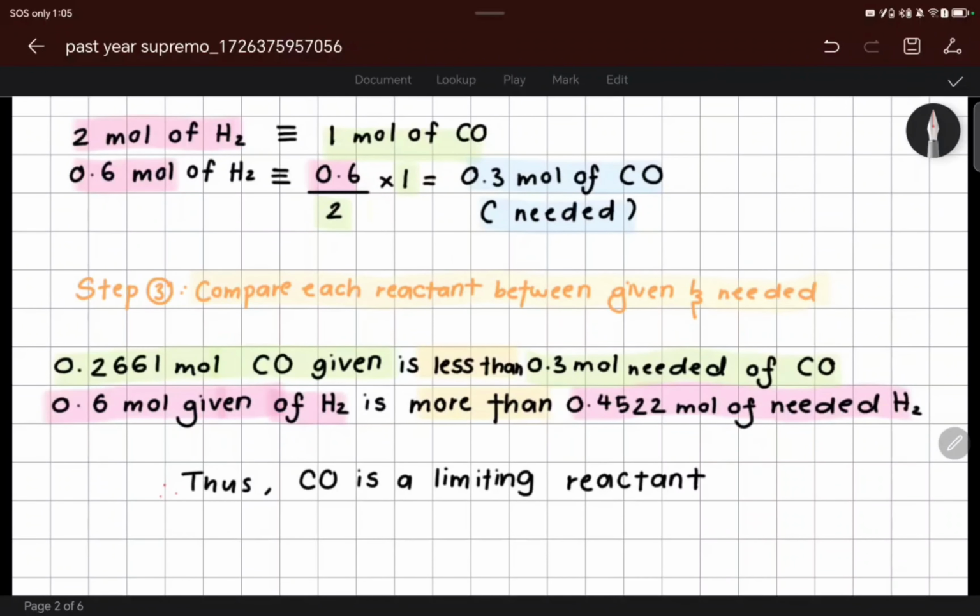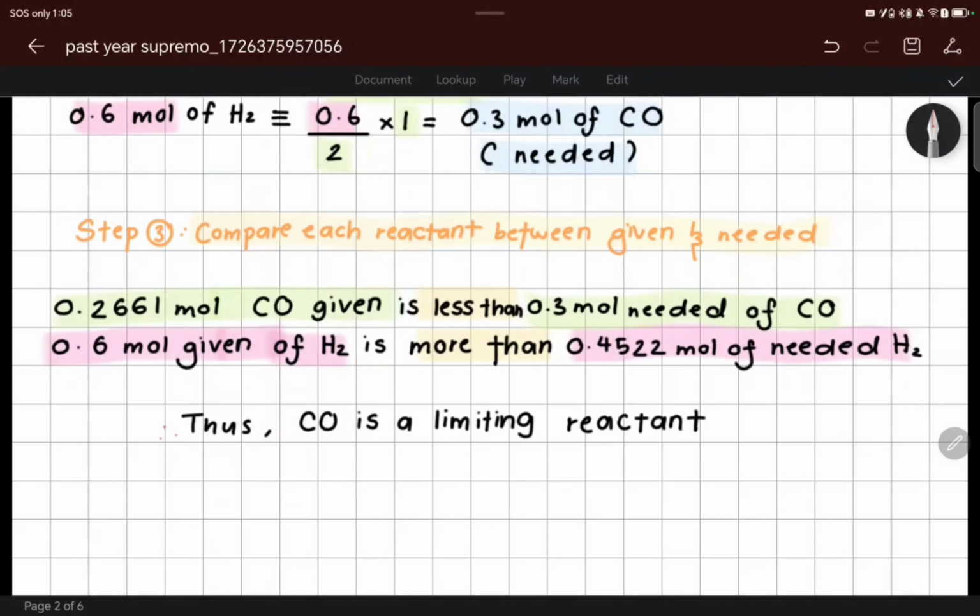And the second step, compare each reactant between given and needed. So the given mole for CO is 0.2661, which is less than 0.3 mole needed of CO. And then the second statement is 0.6 mole given H2 is more than 0.522 mole of needed H2.